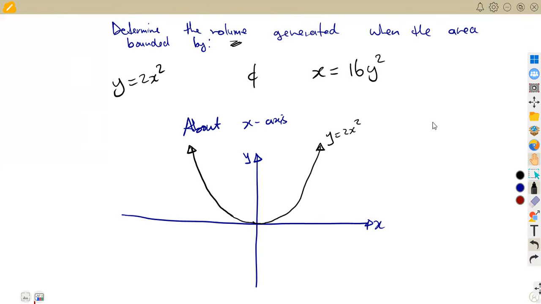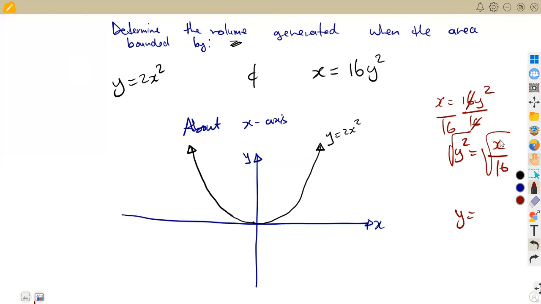We do the same thing for the other one. Like I said, it's about the x-axis, so we are going to consider our limits for the x-axis. We must have this in the form of y is equal to. So we have to transpose: x is equal to 16y squared. Just divide by 16, that will be y squared is equal to x over 16. You can introduce the square root, so y is equal to the square root of x over 16.